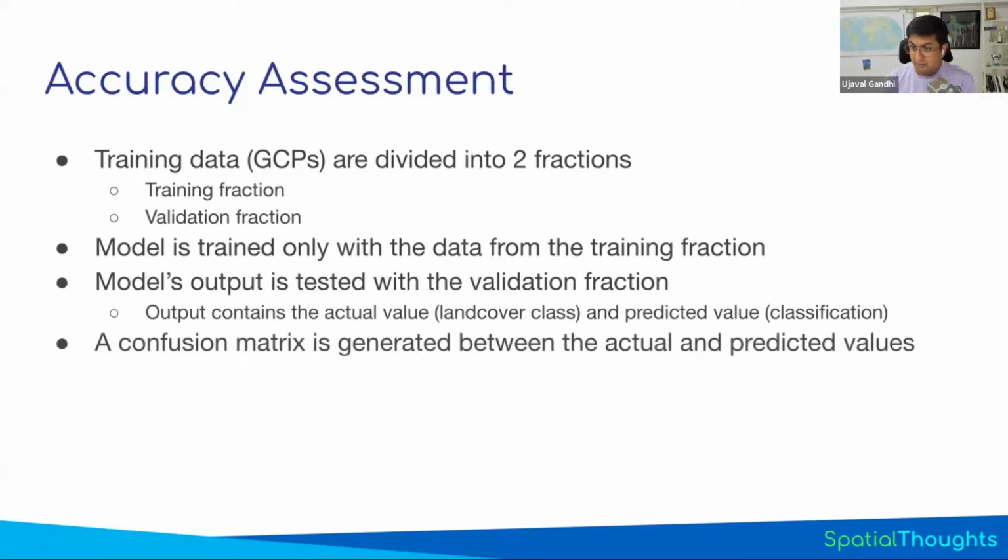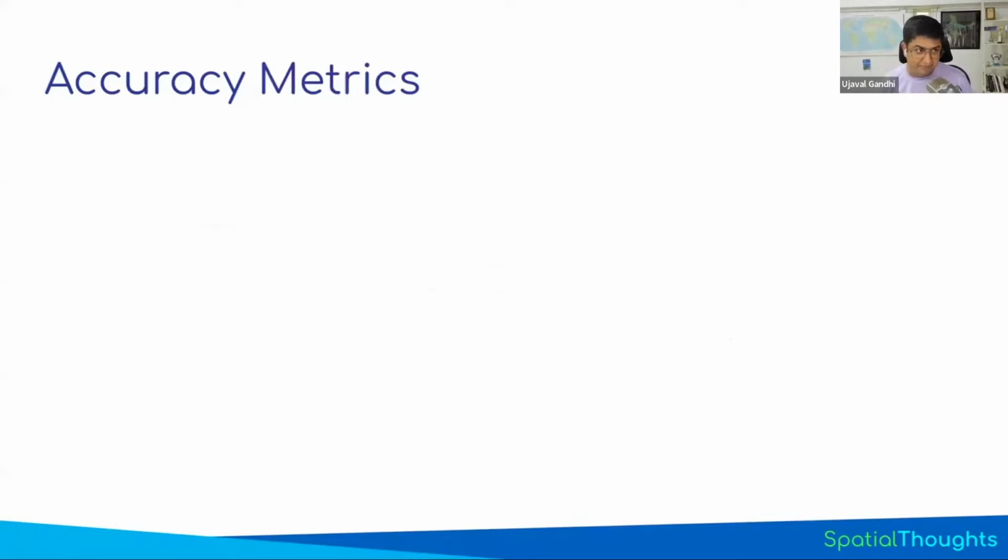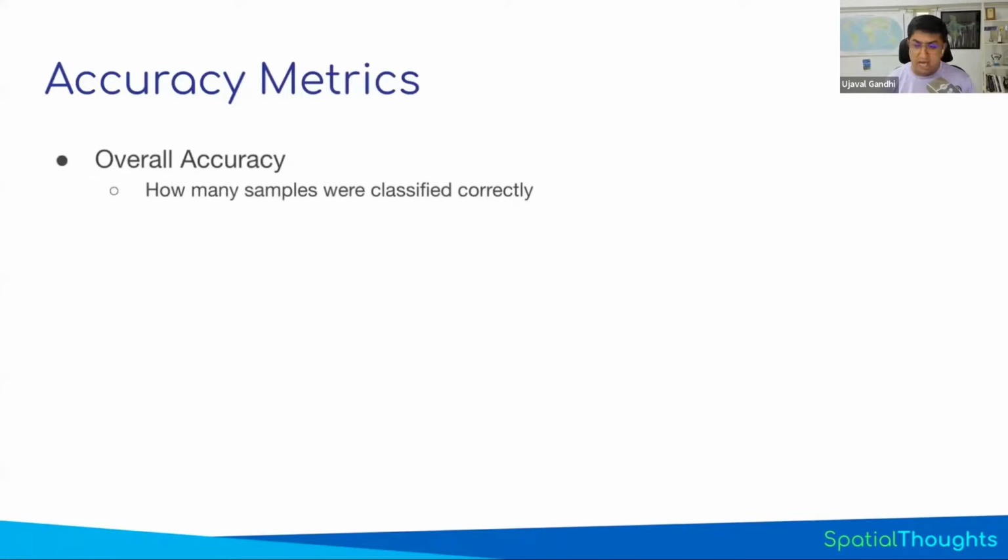Once you do this for all the samples that you reserve for validation, you can generate something called a confusion matrix between the actual value that you labeled and the model's predicted value, and you can compute some numbers for assessing the accuracy. The metrics that people use, one is the overall accuracy. Out of all the samples that I had reserved, how many of them the model got right? And this is one number that is very useful. You'll use this a lot to tweak your model for tuning your parameters and so on.